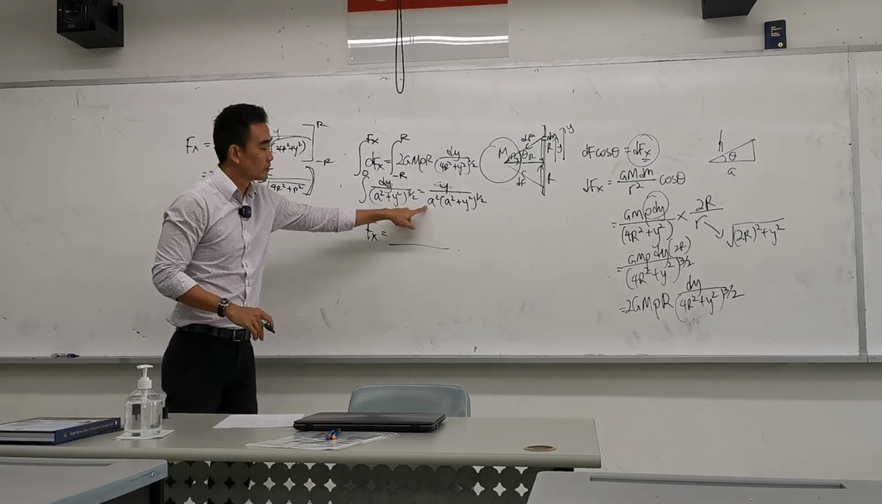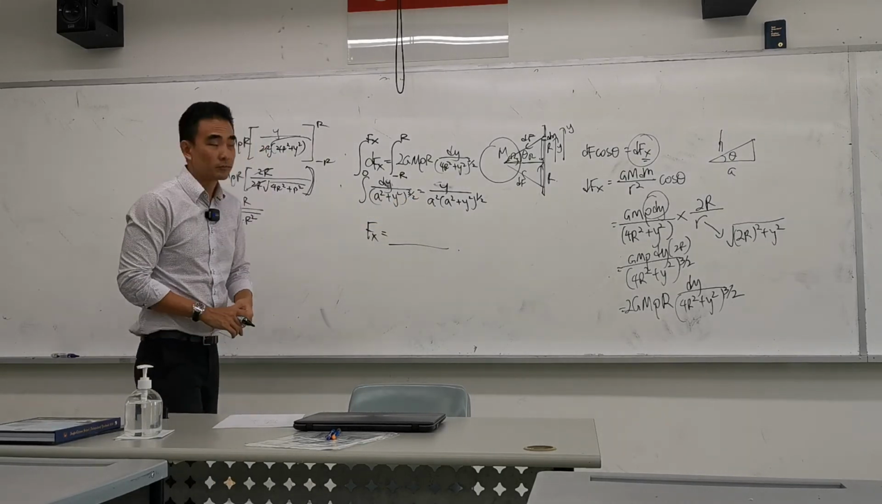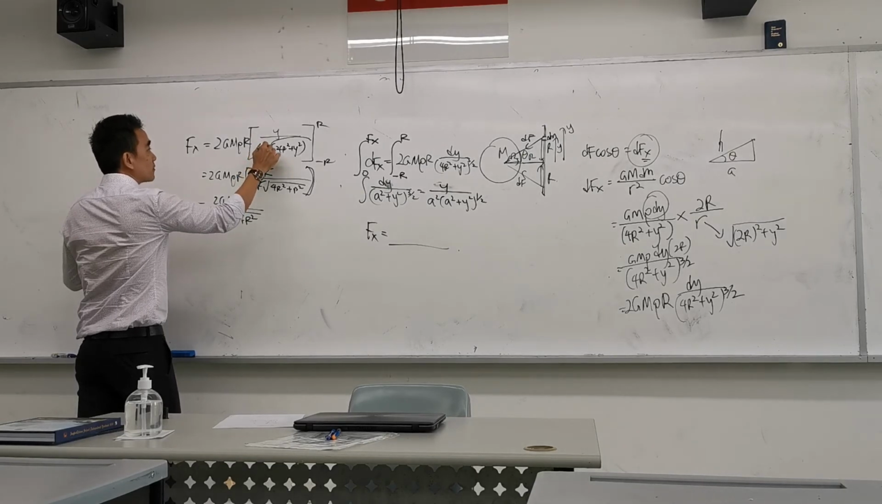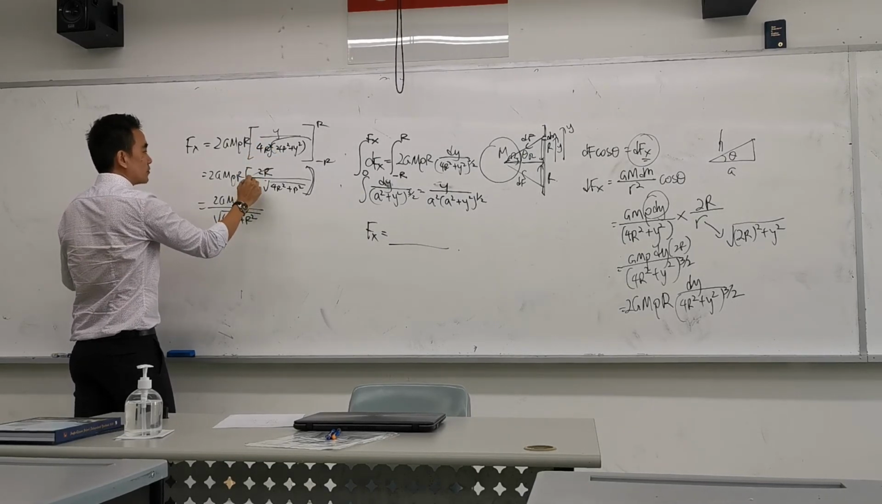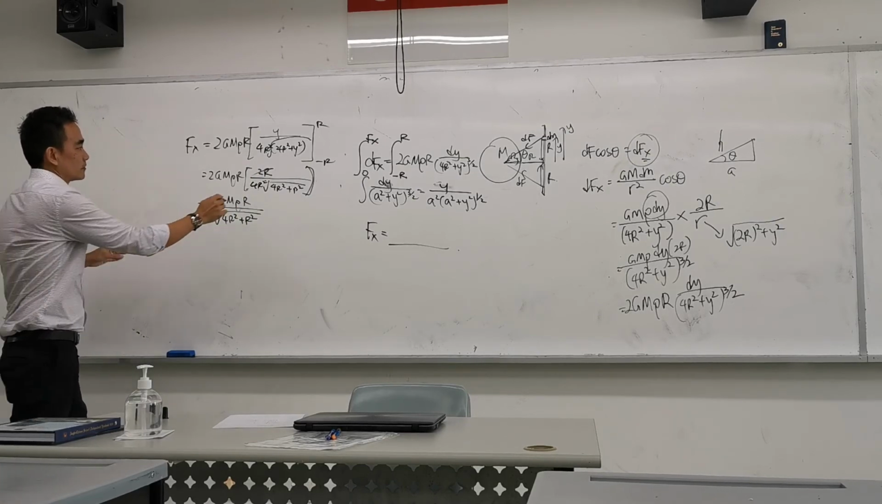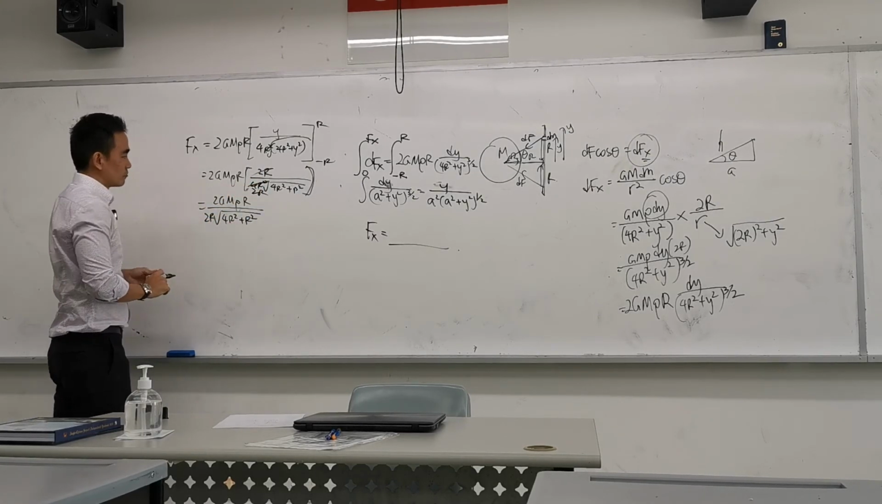A square. This is A square. Oh yes, of course, you are correct. This should be 4R square. Thank you for bringing this out. 4R square. Then this should be 2R. Thank you.